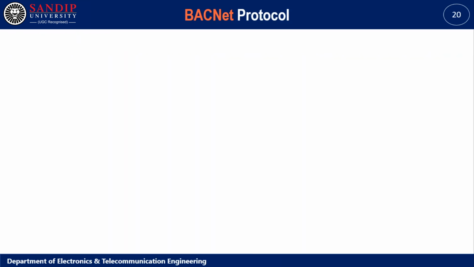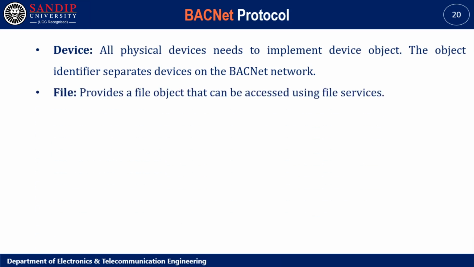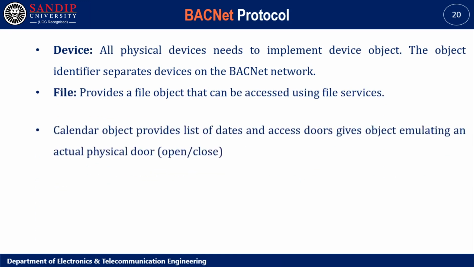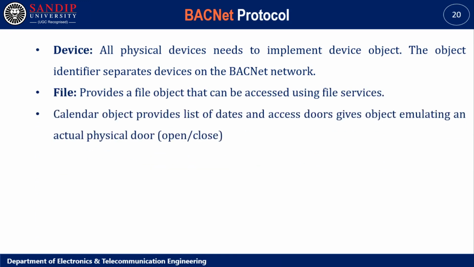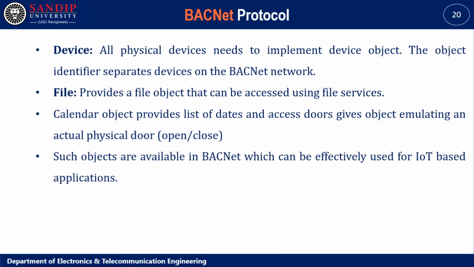Now the BACnet protocol. Device: all physical devices need to implement the device object. The object identifier separates devices on the BACnet network. File provides a file object that can be accessed using the file services. Calendar object provides a list of dates, and access door gives an object emulating an actual physical door, that is open and close. Such objects are available in BACnet, which can be effectively used for IoT-based applications.